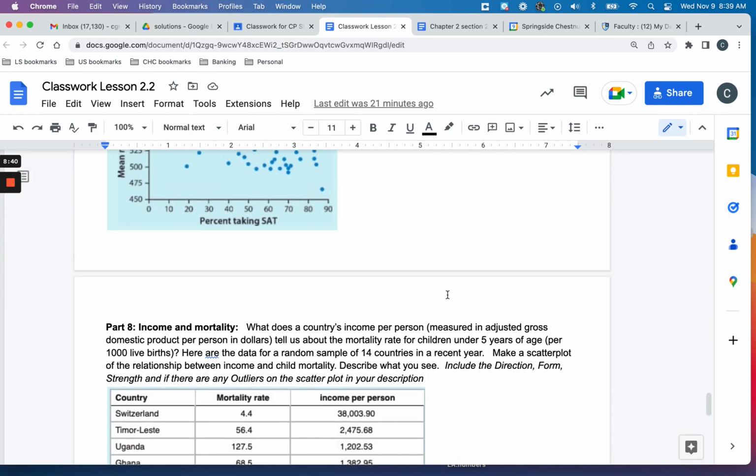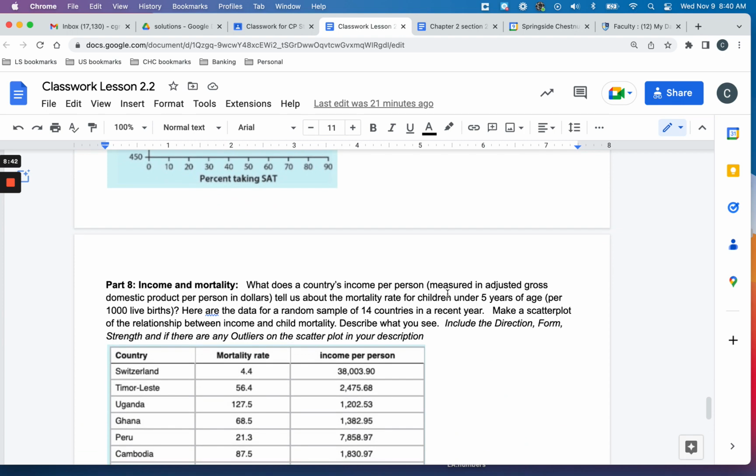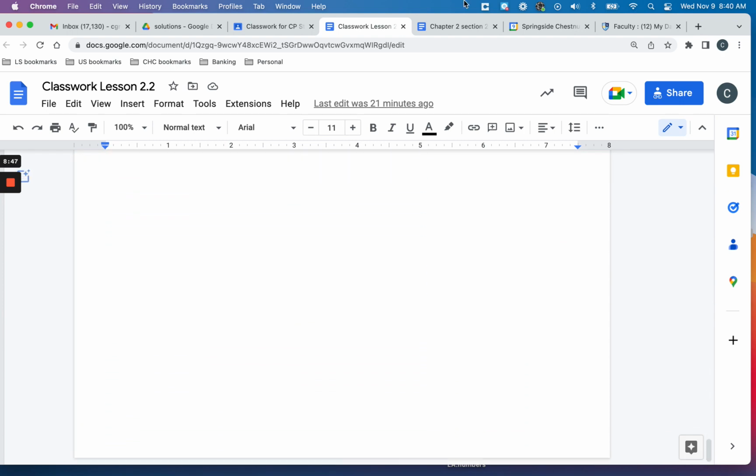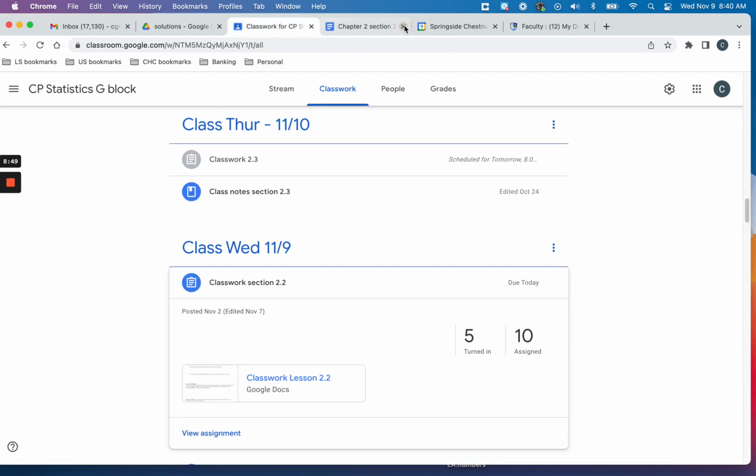Again, this is about mortality rate and income per person. Again, you'd have to put the data into the app. So I think it's fairly straightforward. So that would be what we're going to cover in lesson 2.2.